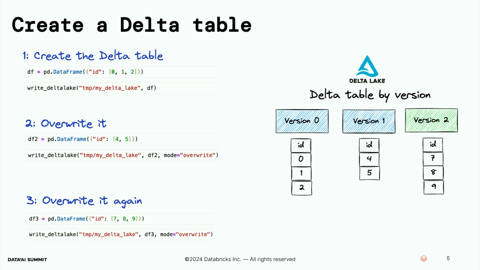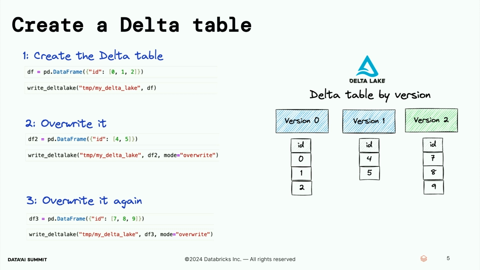Okay, let's dive in with a quick example here, see how to create a Delta table, and then see the power of the rollback feature. So on the top left there, you can see the create the Delta table section. What we're doing there is we are instantiating a Pandas data frame, and then we're going to write that out to a Delta table. I'm intentionally using the Pandas library just to show how interoperable it is with Delta Lake.